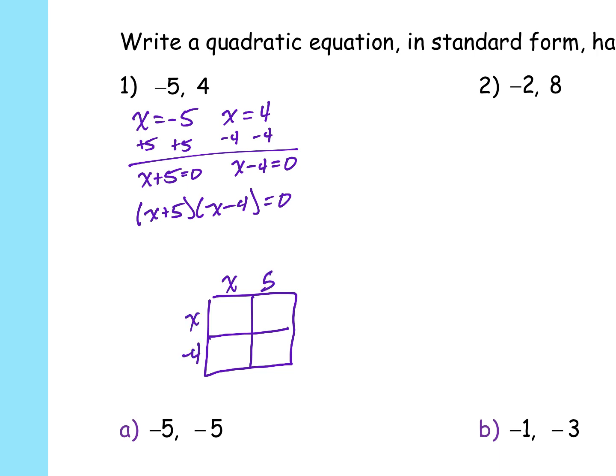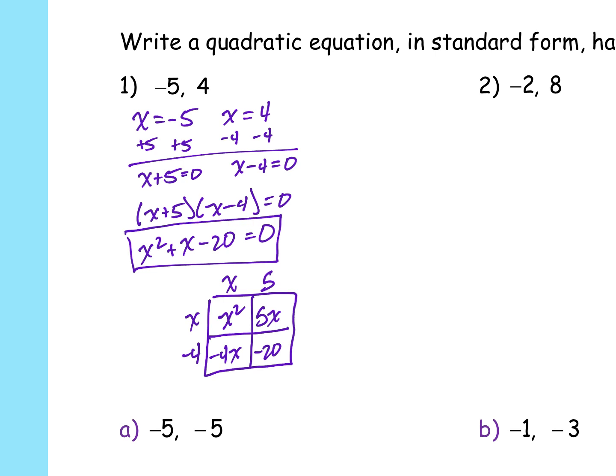I don't care. So I get x squared, and then 5x, negative 4x, negative 20. So it's going to be x squared plus x minus 20 equals 0. And that's my answer right there. Done.